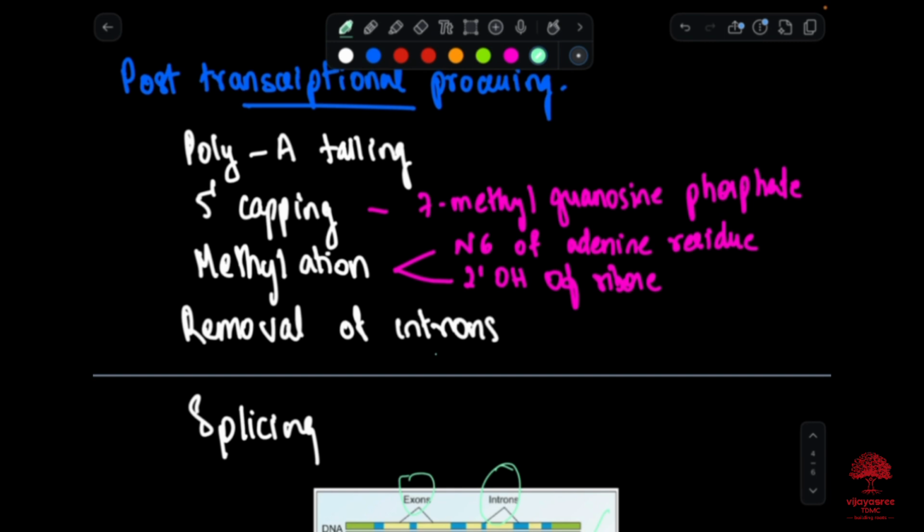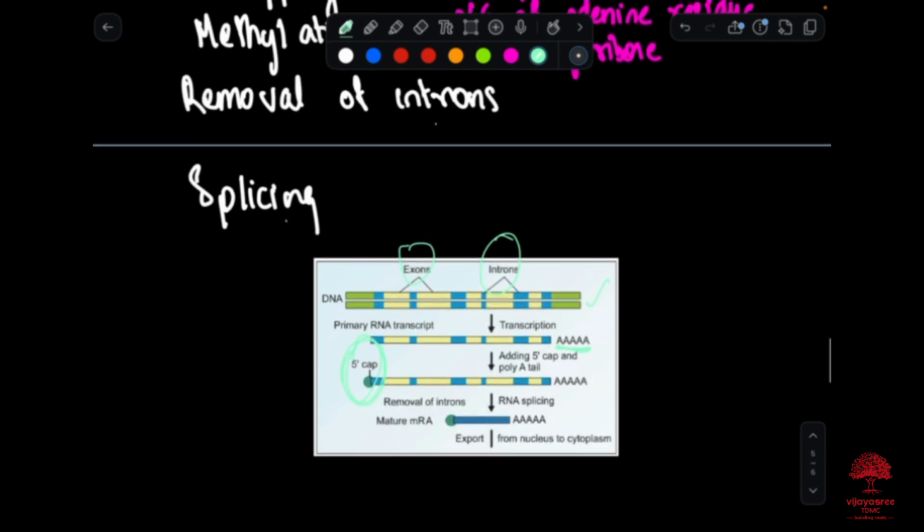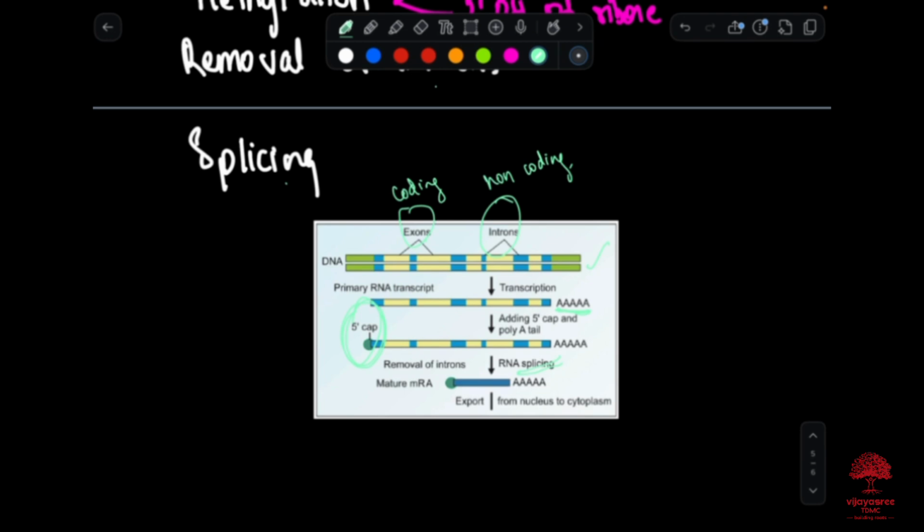Next, removal of introns and splicing occurs. As we saw here, a DNA has both exons and introns. The exons are the coding regions and the introns are the non-coding regions. What happens in the RNA splicing process is that these introns are removed because they are non-coding regions, and the exons are spliced. That is, they are put together and combined to form the final mature mRNA. Now, this is exported from the nucleus into the cytoplasm where it undergoes the further steps of translation.